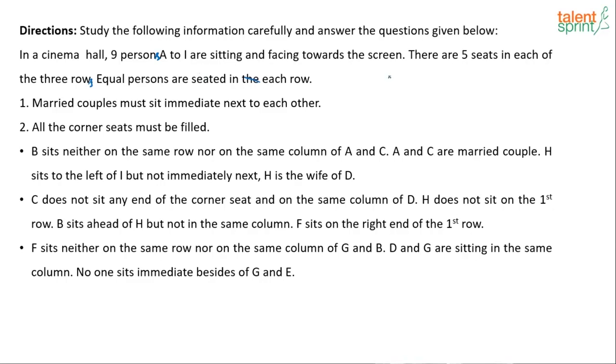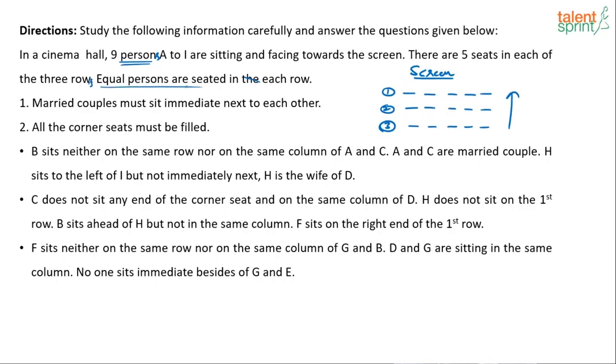and facing towards the screen. There are 5 seats in each of the 3 rows. So if you assume that this is the screen, there are 3 rows of 5 seats each. 1, 2, 3, 4, 5 seats. You're able to follow. This is row number 1, row number 2, row number 3. All of them are facing towards the screen. But there are only 9 persons. So out of total 3 times 5, 15 seats, only 9 seats are occupied. Remaining 6 seats are empty.